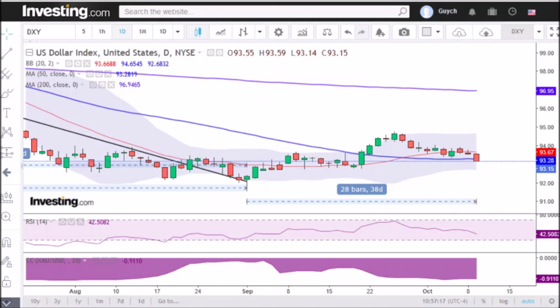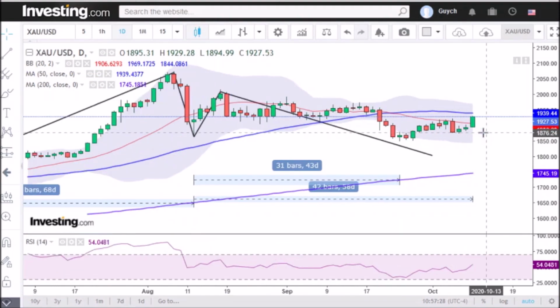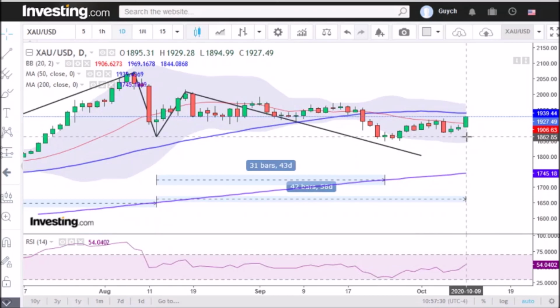In this video, I want to have a look at gold because US dollar actually is breaking down below its 50-day moving average, and we see a relatively large green candle on the chart of gold price.